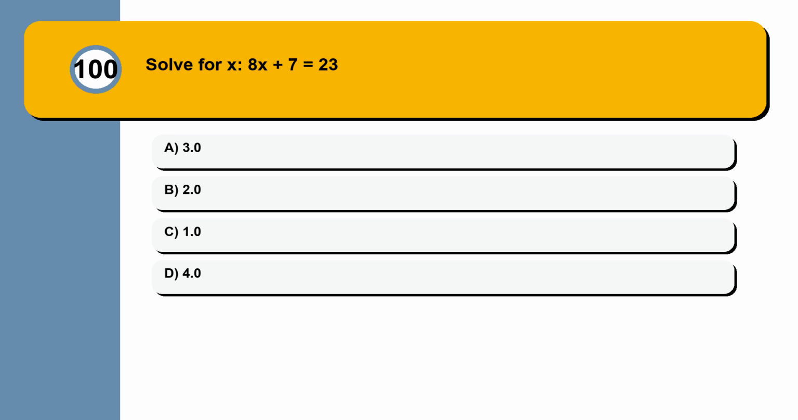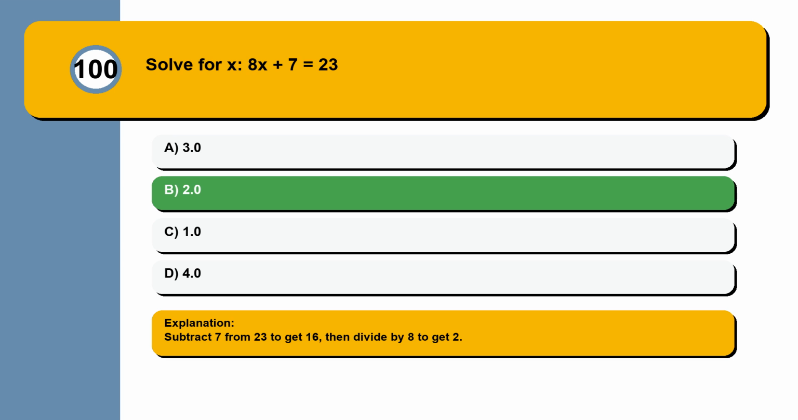Question 100. Solve for x: 8x plus 7 equals 23. 3.0, 2.0, 1.0, 4.0. Subtract 7 from 23 to get 16, then divide by 8 to get 2.